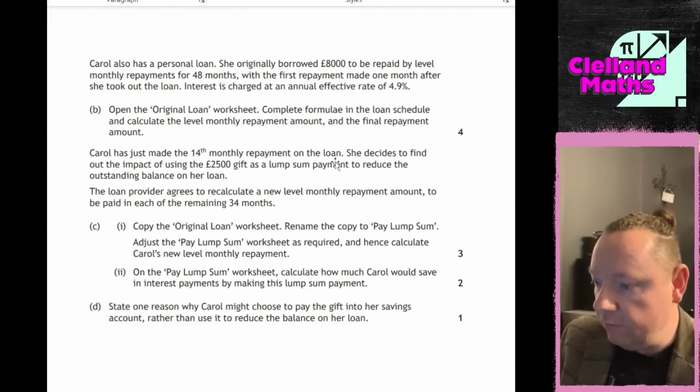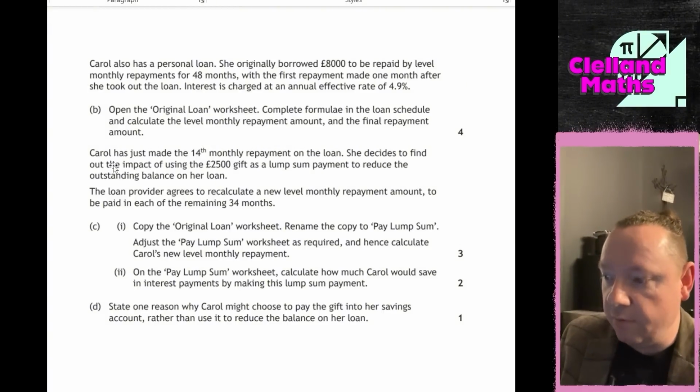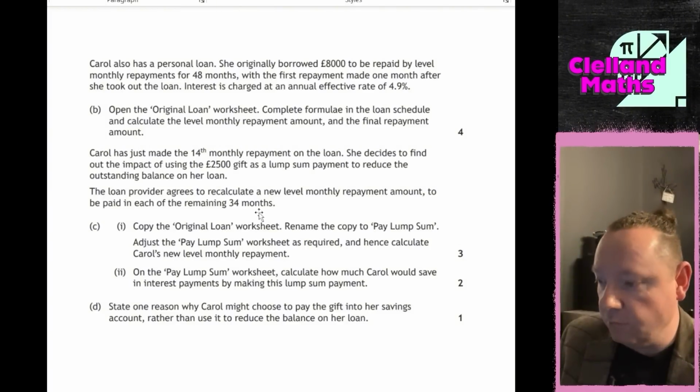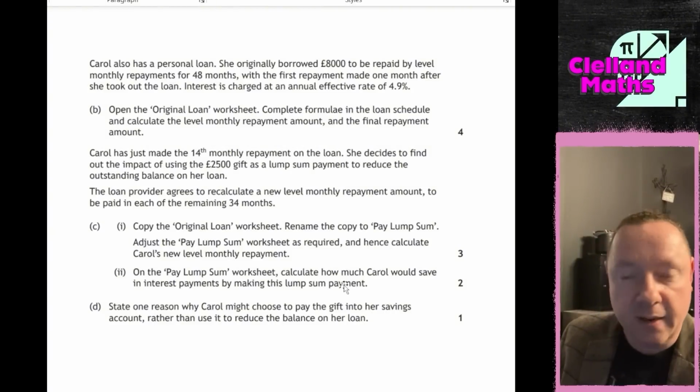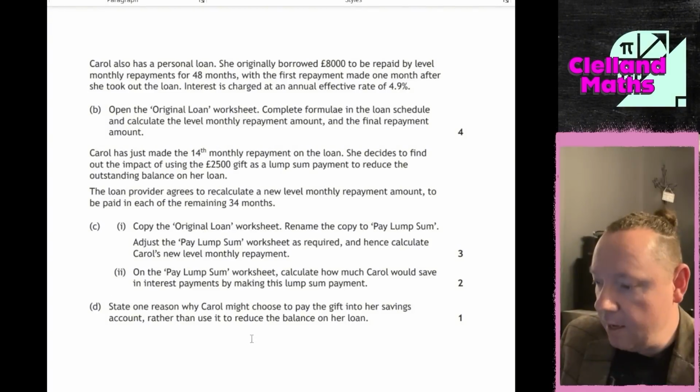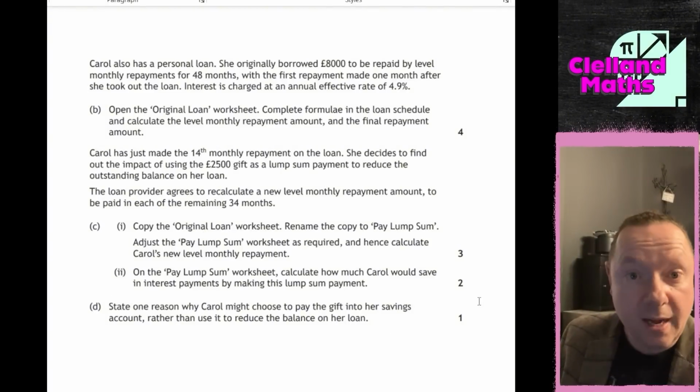Carol has just made her 14th repayment on the loan. She decides to find out the impact of using £2,500 gift as a lump sum to reduce the outstanding balance. The loan provider agrees to reallocate the new level monthly repayment amount to be paid over the remaining 34 months. Copy the loan worksheet and rename it Pay Lump Sum. Adjust it as required to calculate the new level monthly repayment. On the Pay Lump Sum worksheet, calculate how much Carol would save in interest payments by making this lump sum payment. And then state a reason for something which we'll get back to in a minute.